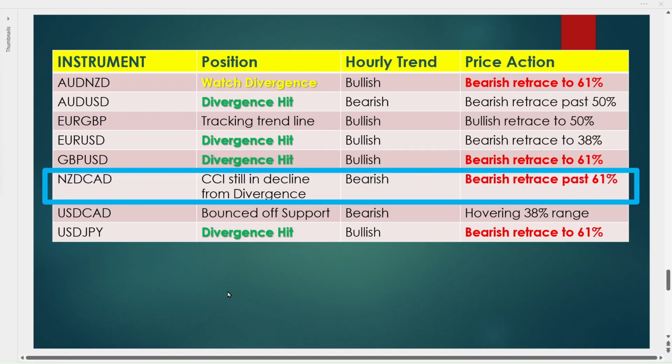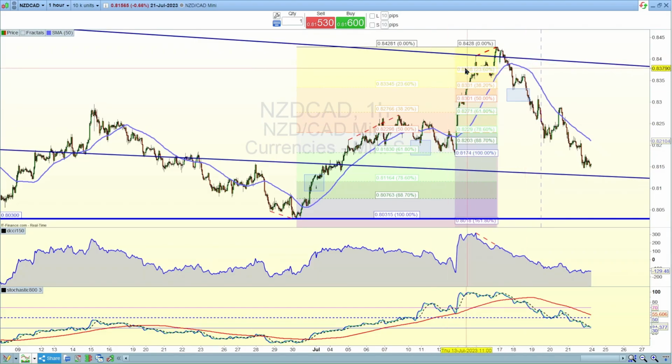Next, we've got New Zealand Canadian dollar. Now on the New Zealand Canadian, there's also a bearish retrace to the 61%. You can see there was a bearish divergence. It hit our target in the previous video and it's continued further to the decline and beyond 100% on that level. However, on this wider Fibonacci range, it's actually broken past the 61% level which was there.